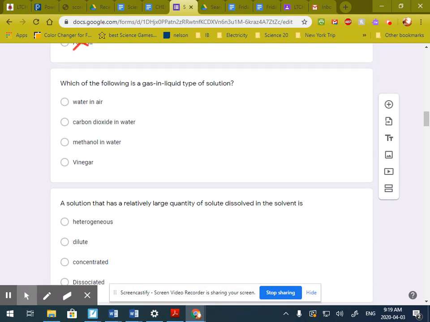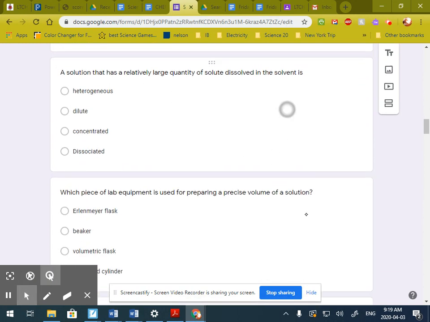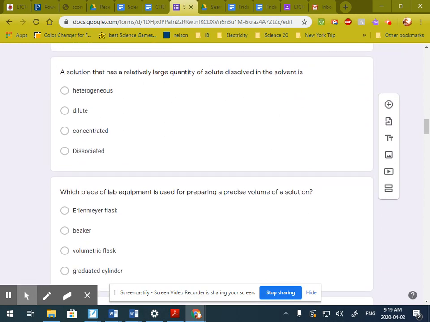Which of the following is a gas in liquid type of solution? So which one is gas in water? It's bubbly carbon dioxide. A solution that has a relatively large amount of solute dissolved in the solvent, so the solute is the solid and the solvent does the dissolving, is concentrated.